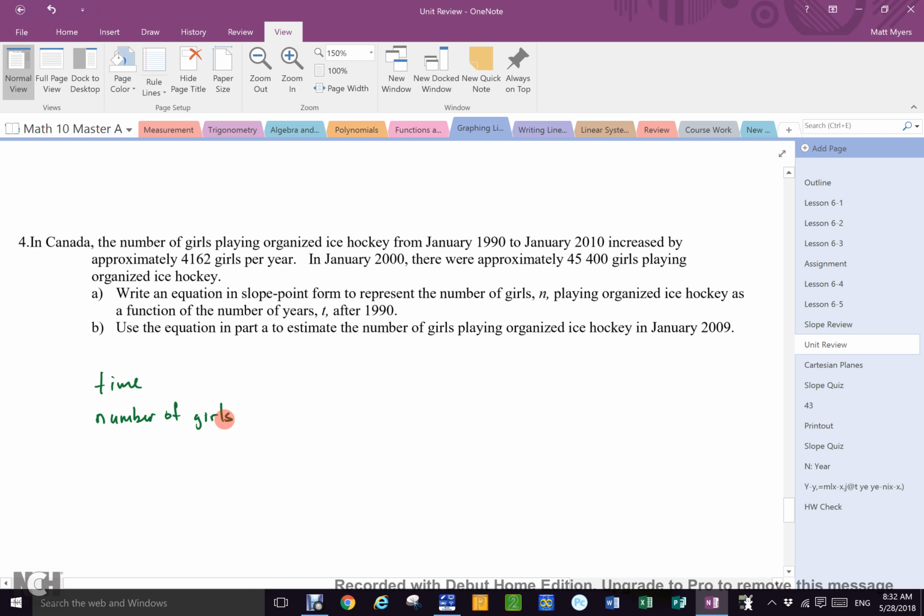Which one is independent? Time, because time is almost always independent. If time is the independent variable, then we usually put it on the x-axis, don't we? So doesn't that mean that every year would be an x value? And the number of girls, therefore, is the dependent variable. And that normally goes on the y-axis, doesn't it?